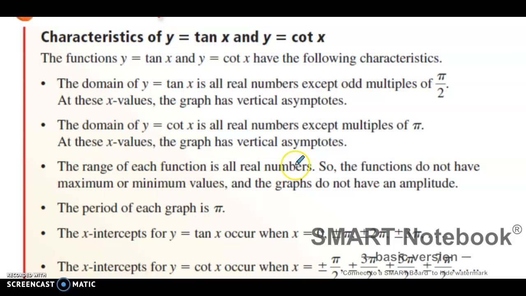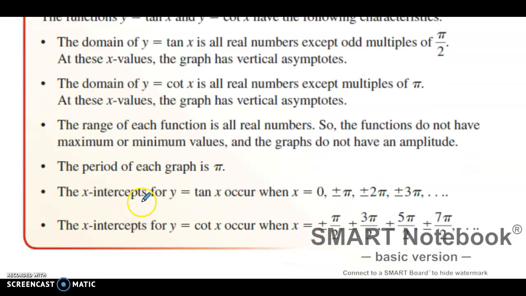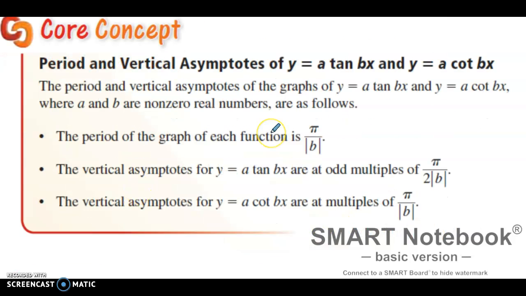The range is all real numbers, so the functions do not have a max or a min value because it's everything. And the x-intercepts occur at all these places right here, 0, plus or minus pi, plus or minus 2 pi, and cotangent is just halfway in between that. The period and vertical asymptotes can be found. The period is found by taking pi and dividing it by b. Remember, b is the number in front of the x. Vertical asymptotes are pi over 2b, and the vertical asymptotes for cotangent are just pi over b.